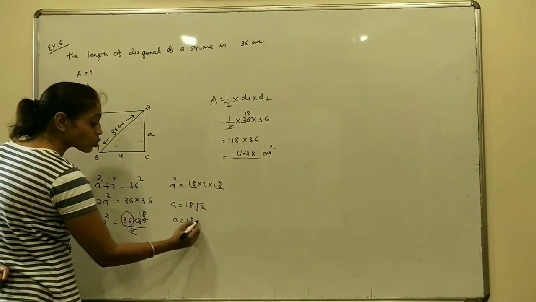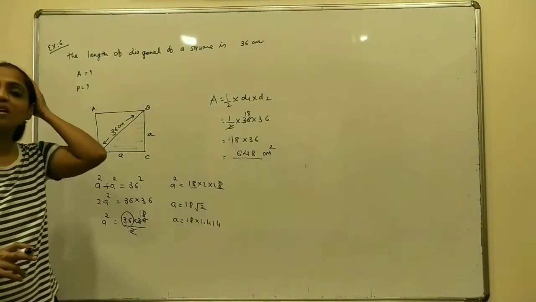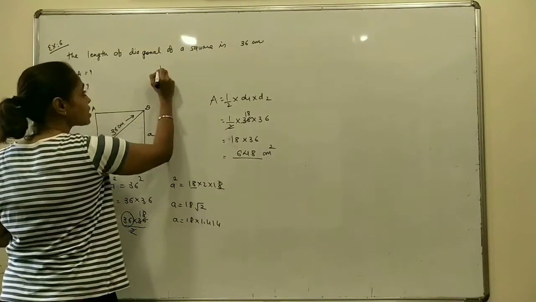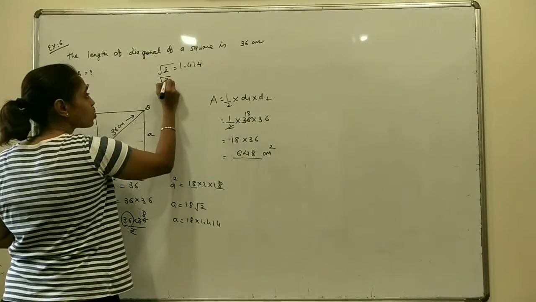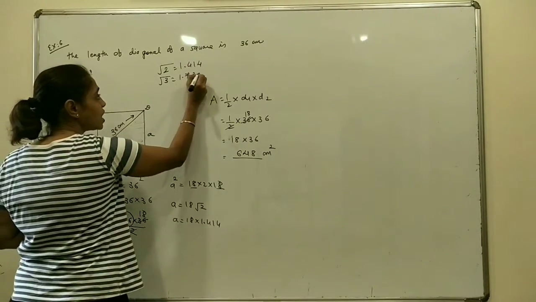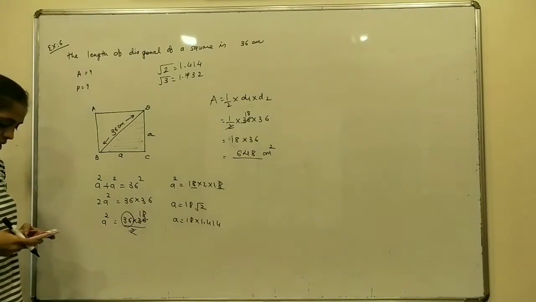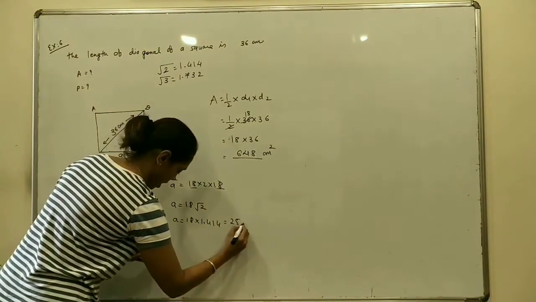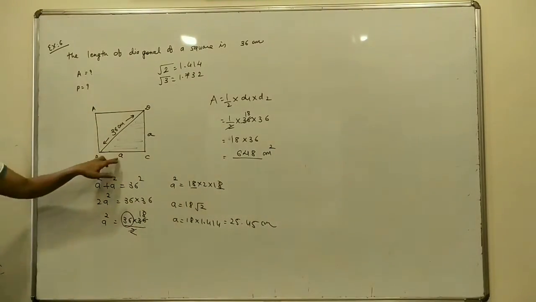So A is 18 root 2, the value of root 2 is 1.414. That is fixed. You should remember the values of root 2 and root 3. Root 2 equal to 1.414 and root 3 equal to 1.732 are fixed numbers. So 18 into 1.414 is 25.45 centimeter, which is A. Now what is the perimeter?